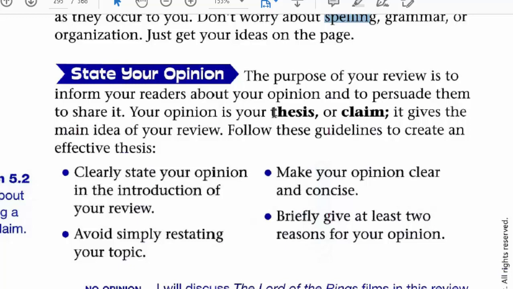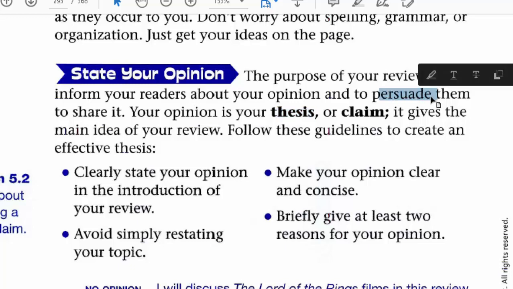Now, let's go to the most important step in writing an essay or a review. What is it? Exactly, it's a thesis. You all know about writing a thesis. Very similar and very easy. The purpose of your review is to inform the readers about your opinion and to persuade them as well. So you have 2 missions. You want to tell and you want to convince.